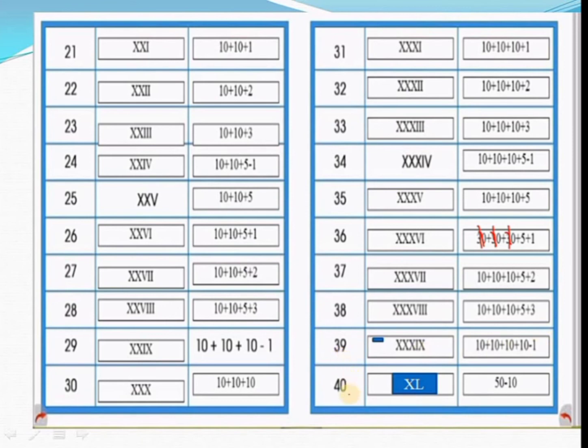Last is 40. 40 will be XL. The smaller number comes before the bigger number, so we have to subtract here. So L value is 50 minus X, so we will get 40.